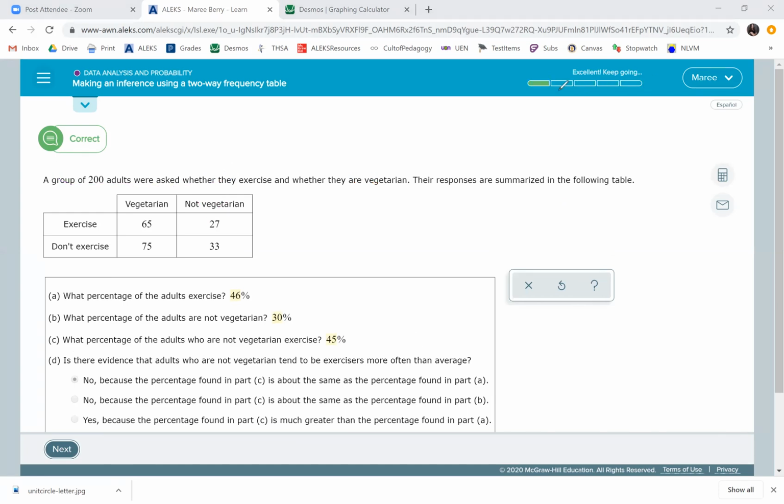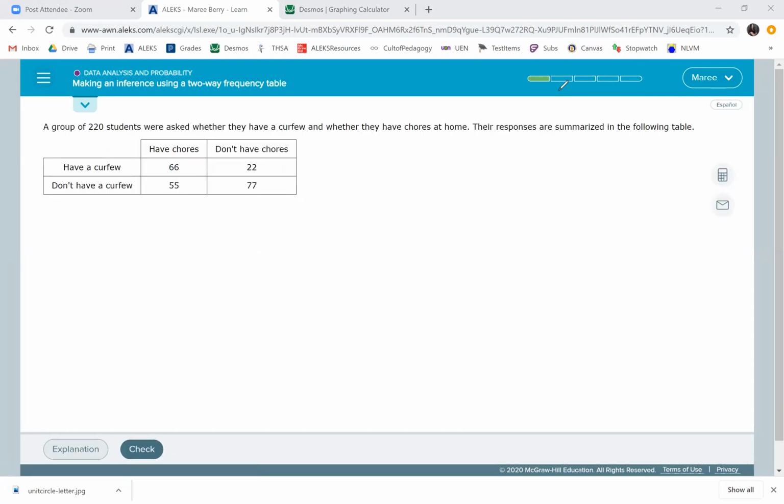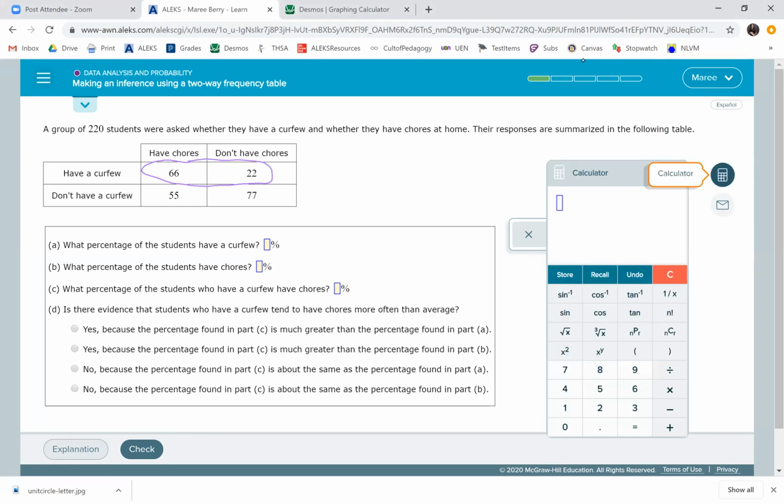Okay, let's go to the next one. We'll do that again. What percentage of students have a curfew? So we're going to be adding these two and dividing by 220. So we'll do 66 plus 22, divided by 220, times 100 to get the percentage, which is 40. So about 40% have a curfew.